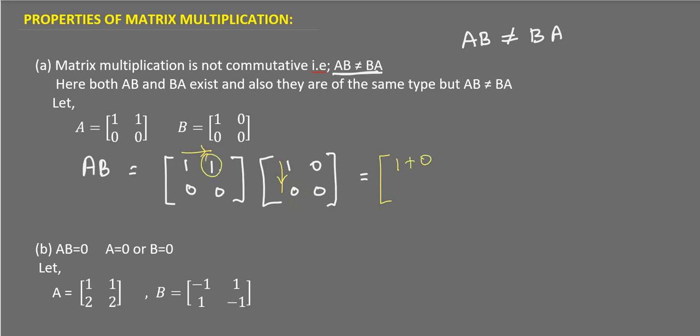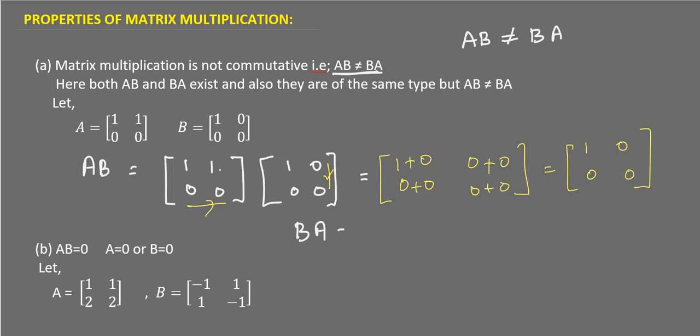Next, so first row, first column is over. Now I multiply the first row and the second column. 1 into 0 is 0 plus 1 into 0 is 0. Next I multiply the second row with the first column. So it gives me 0 plus 0. Second row and the second column gives me 0 plus 0, which is equal to [1, 0; 0, 0]. The product of AB. Now we multiply the product of B and A, which, following the same procedure, gives us [1, 1; 0, 0]. Here AB is not equal to BA, and we say that matrix multiplication is not commutative.